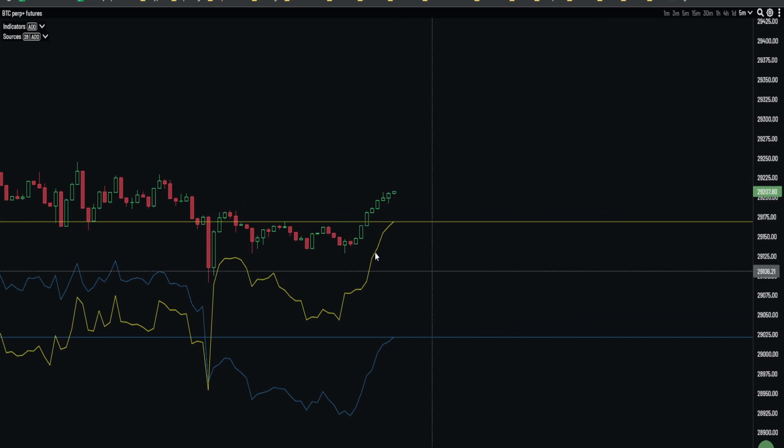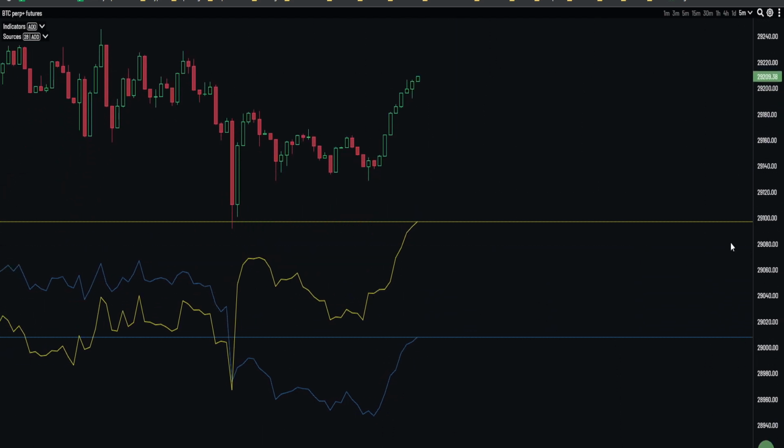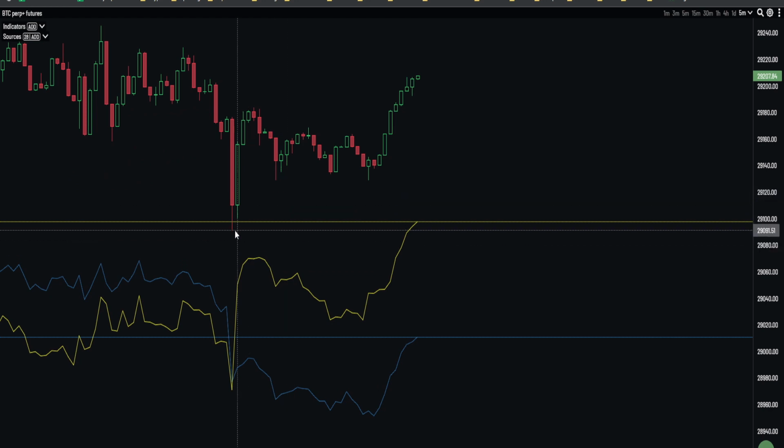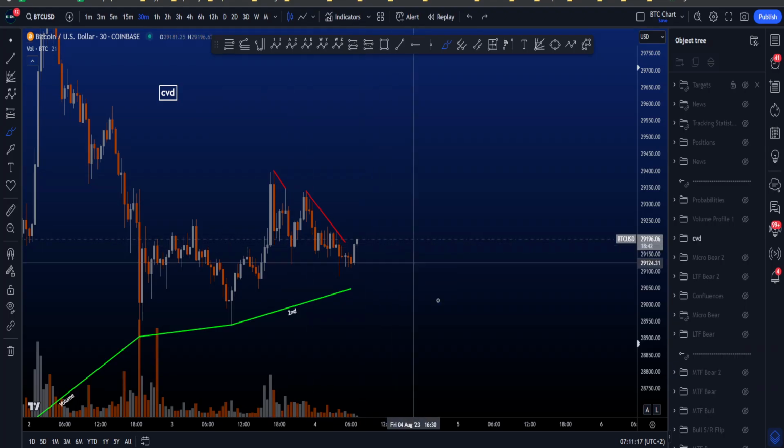And more locally, because we have this push, we had some 5-minute bullish CVD divergences. Again, higher low on price, but on blue, lower low on the CVD, which is a bullish CVD divergence, which already played out as price took this high.